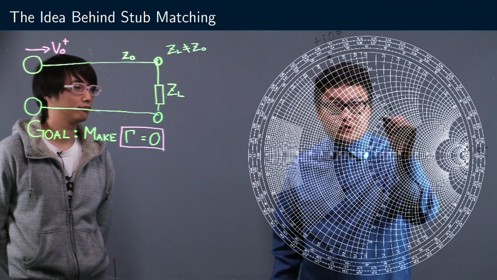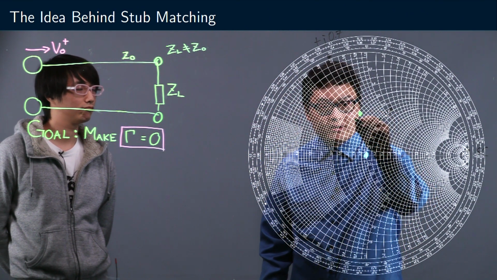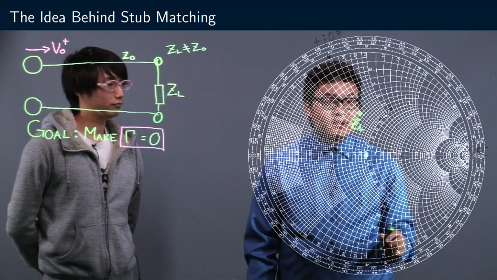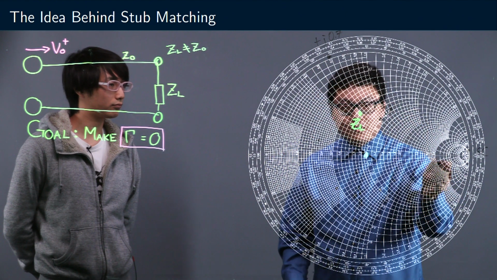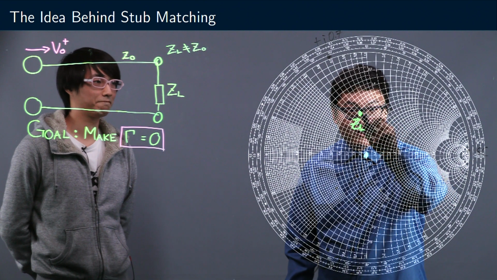Let's pick some arbitrary Z load. Let's call it here Z load. And then let's draw a beautiful circle around it.